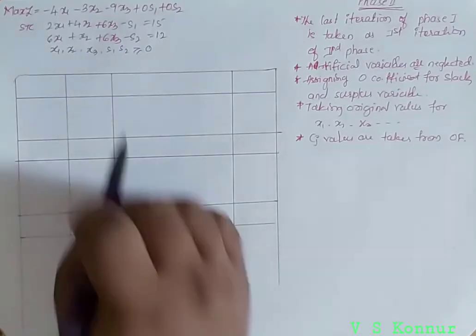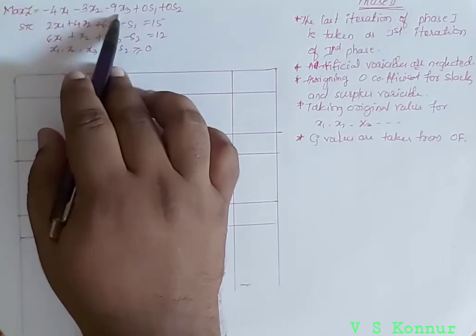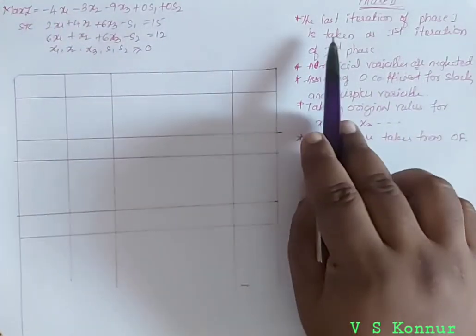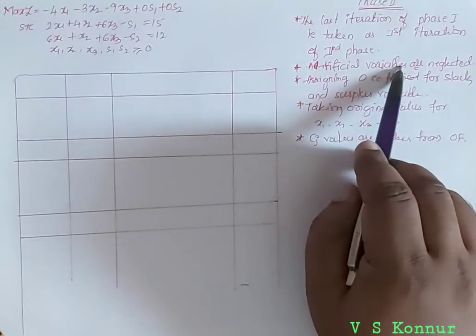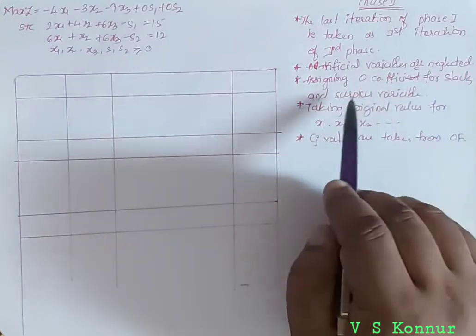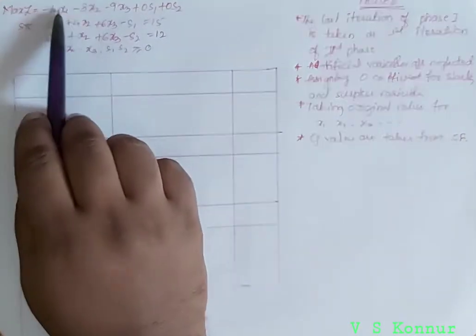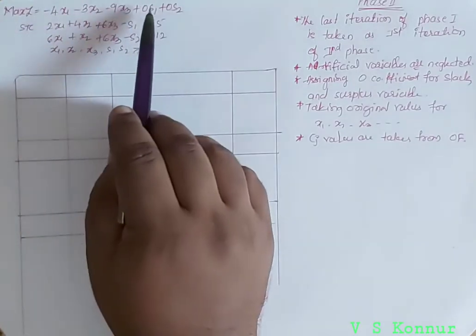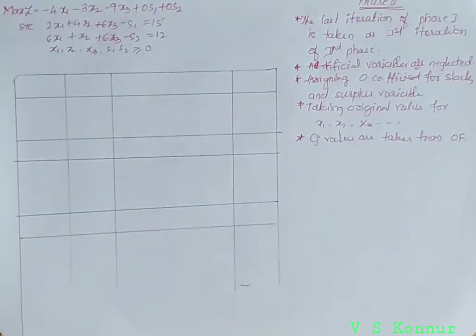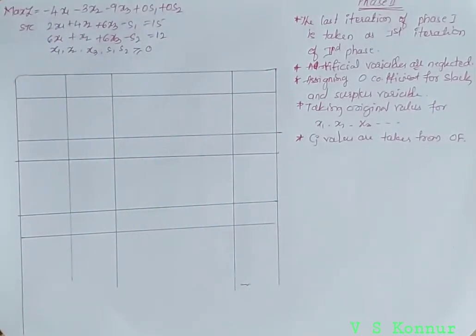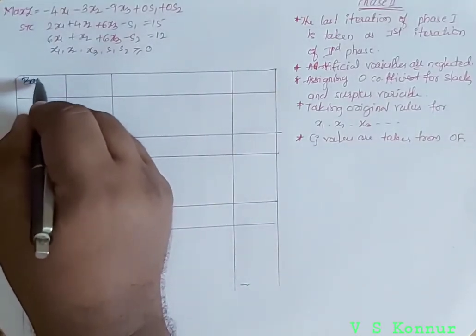In the second phase, we should consider the original minus 4x1 minus 3x2 minus 9x3, and as I have explained, neglecting artificial variables and assigning 0 coefficient for all the slack and surplus variables. This we should keep in mind. The original x1, x2, x3 values we have to take, giving 0 as coefficient and neglecting the artificial variable. We should write this standard form of phase 2. Now we'll write the table here.